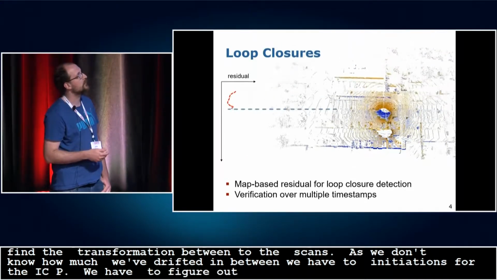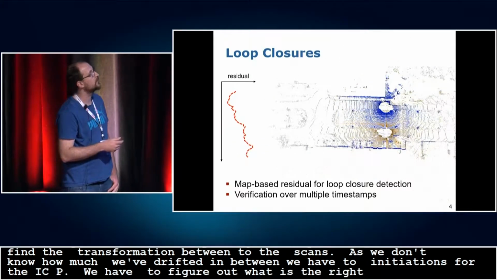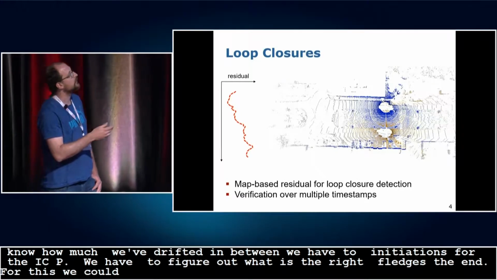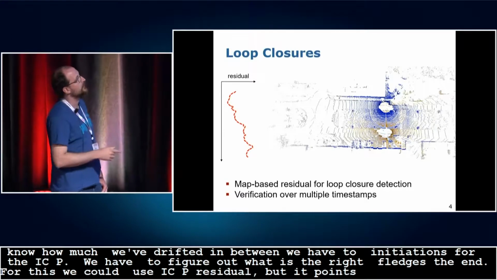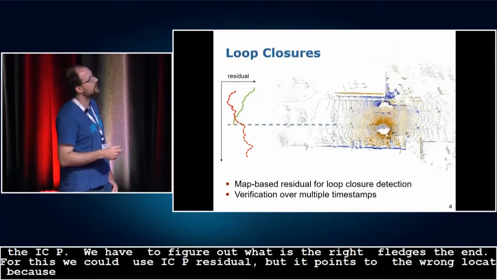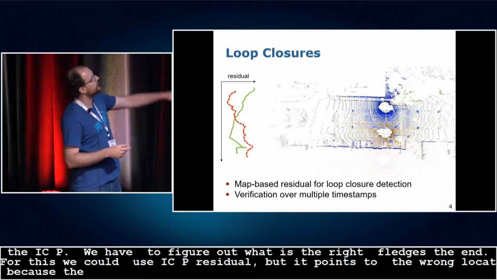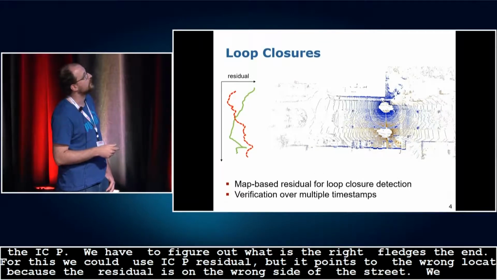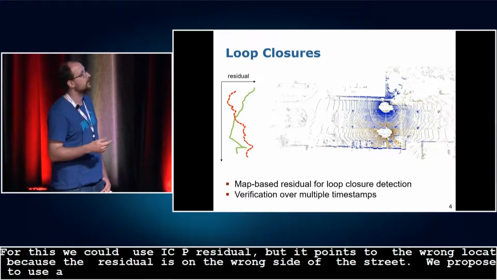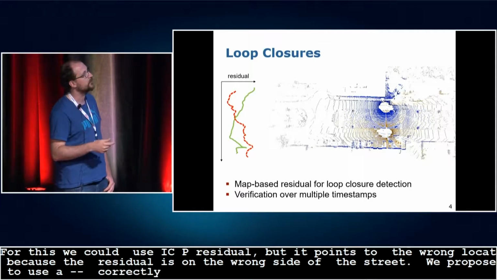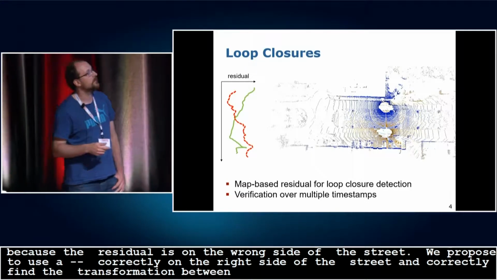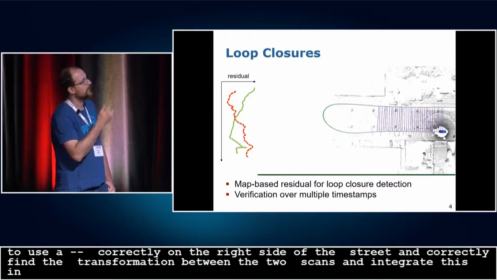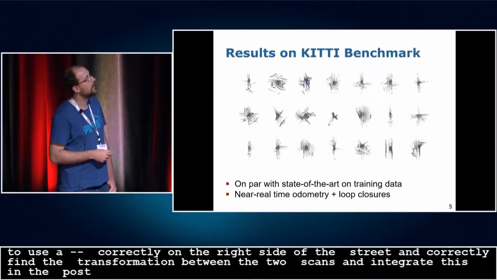For this, we could use the ICP residual, but as you can see, the residual would point to the wrong location because the minimum of the residual is on the wrong side of the street. We propose to use a map-based residual, which results in the correct minimum on the other side of the street and allows us, therefore, to correctly find the transformation between the two scans and integrate this into the pose-graph optimization. And we can then correct the loop.